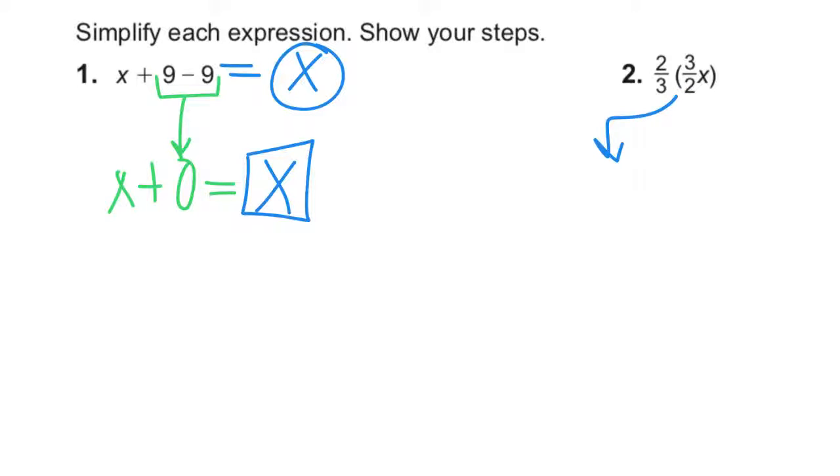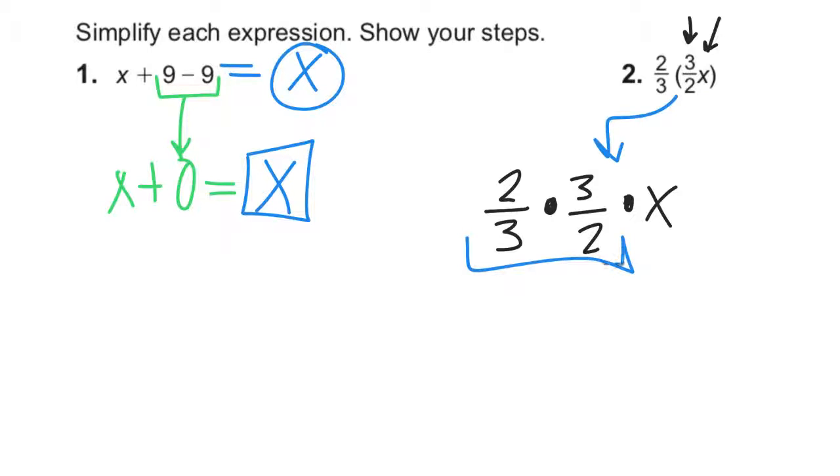Taking a look at example 2, I'm going to go ahead and rewrite this. Remember that when we have a number next to parentheses, that means multiplication. So I'm going to write that as 2/3 times 3/2. And whenever we have a number or a fraction next to a letter, that also means multiplication. So I'm going to go ahead and multiply that as well. Notice that I'm writing out my dots in between each part of my expression.